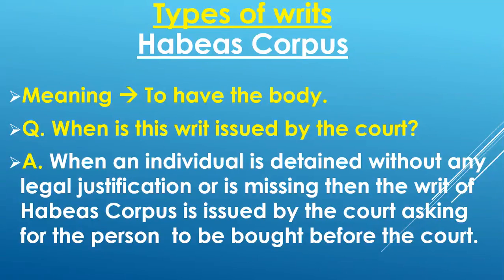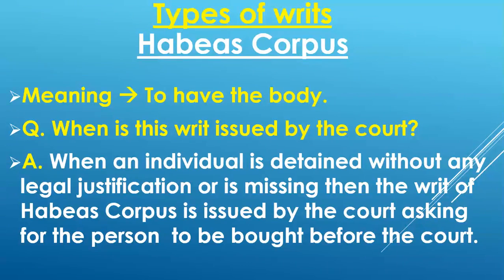Now friends, in these conditions, what will the Supreme Court do? So in first condition, when Pappu was arrested by the police illegally, the Supreme Court will issue the writ of habeas corpus. Now what does it mean? It means that Supreme Court will give order to police to bring Pappu before the court.